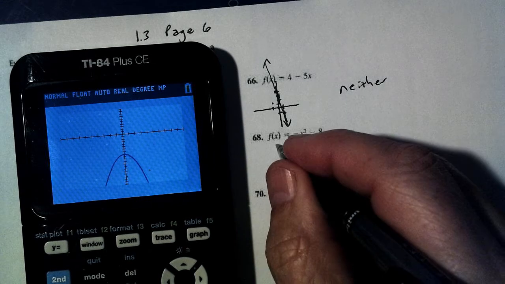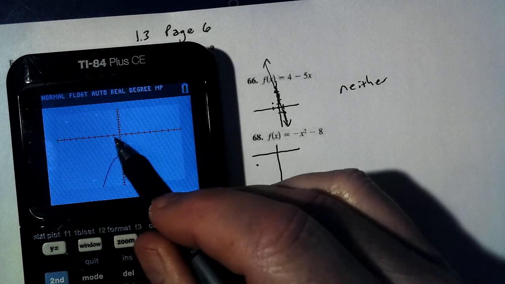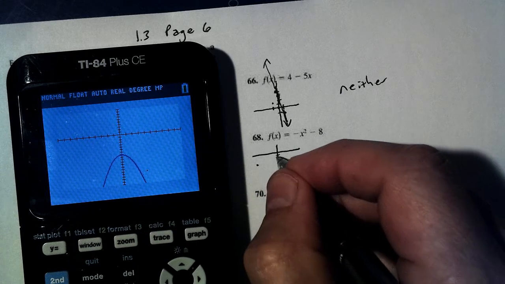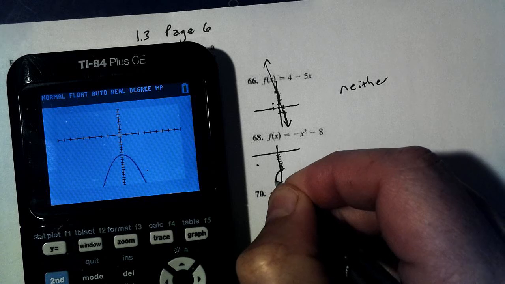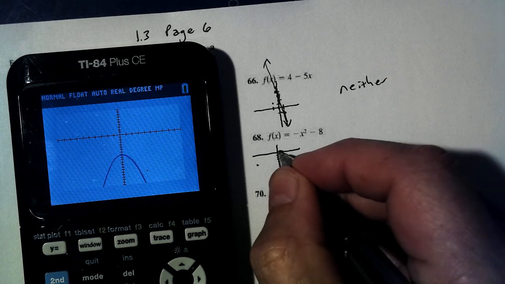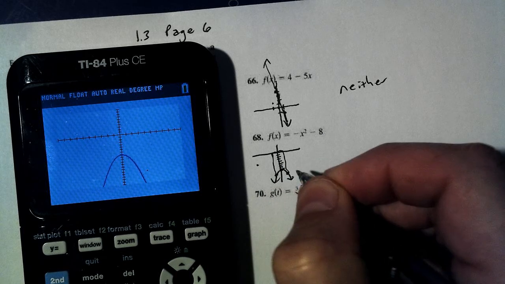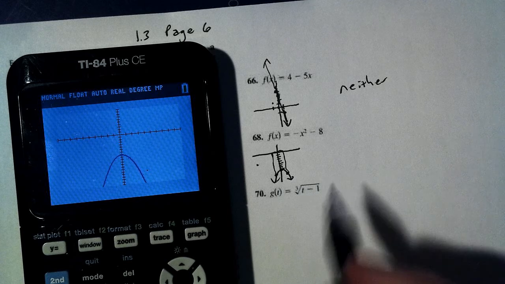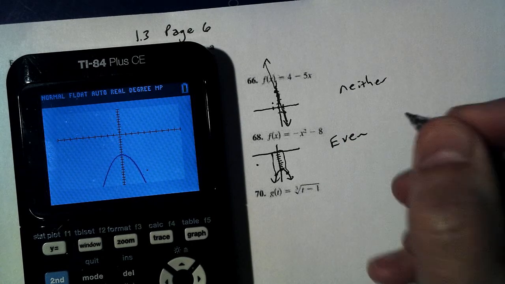So when x is 0, this has got to be down at negative 8. 1, 2, 3, 4, 5, 6, 7, 8. And it looks something like that. It definitely appears as though the heights to the left are the same as the heights to the right, the same distance. So this most definitely appears to be even.